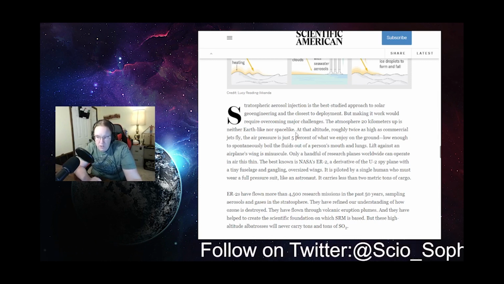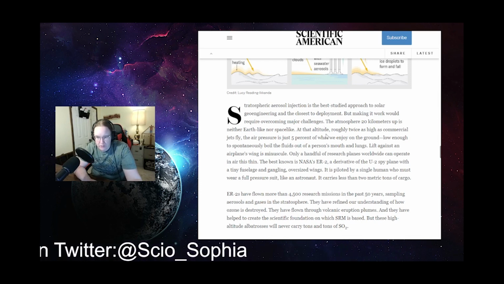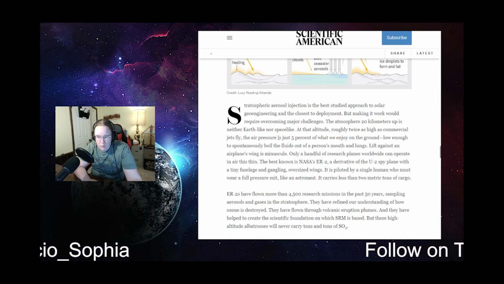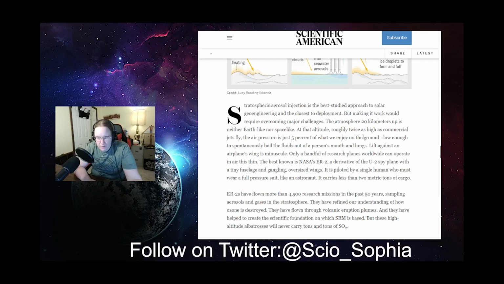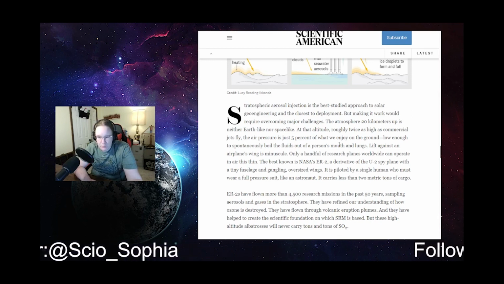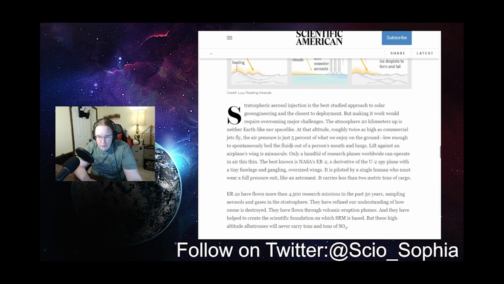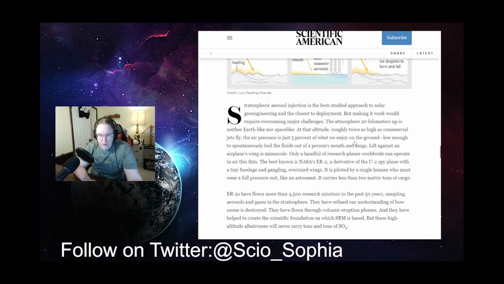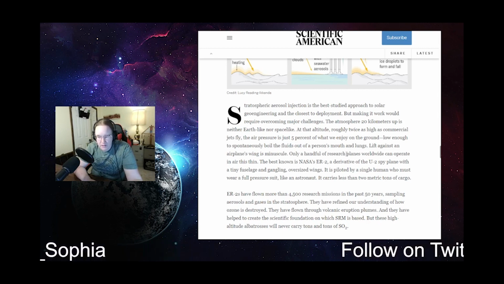So stratospheric aerosol injection is the best studied approach to solar geoengineering and the closest to deployment, but making it work would require overcoming major challenges. The atmosphere, 20 kilometers up, is neither Earth-like nor space-like. At that altitude, roughly twice as high as commercial jets fly, the air pressure is just 5% of what we enjoy on the ground, low enough to spontaneously boil the fluids out of a person's mouth and lungs.